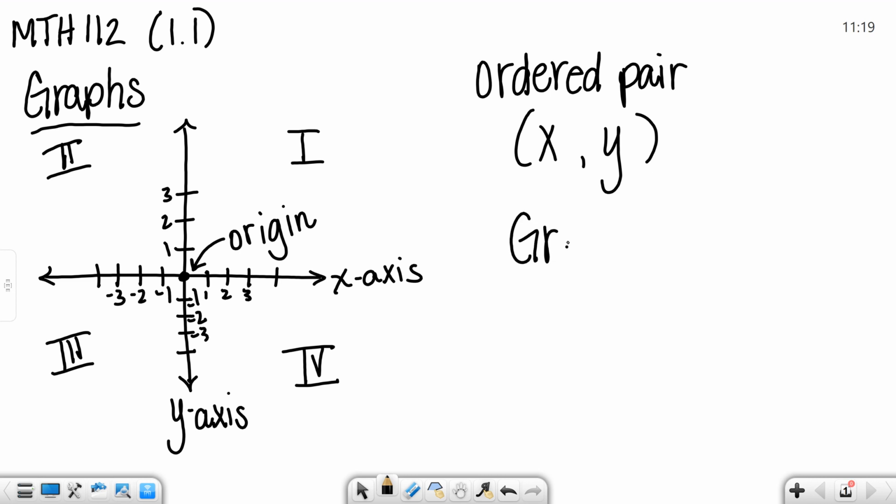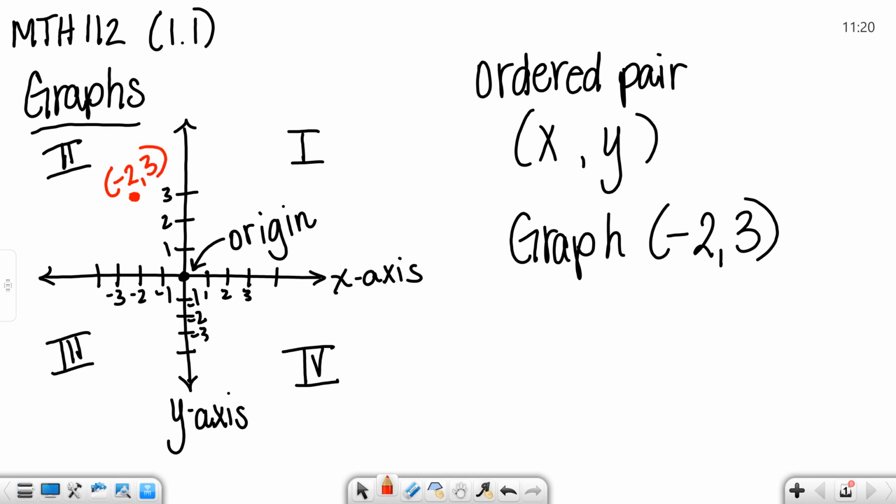So if I ask you to graph the ordered pair -2, 3. So we're going to start at the origin, and then I'll move 2 places to the left and then 3 places up. So this would be my ordered pair, -2, 3.